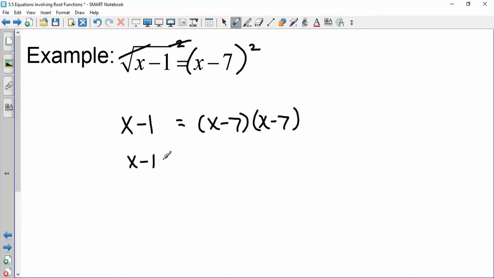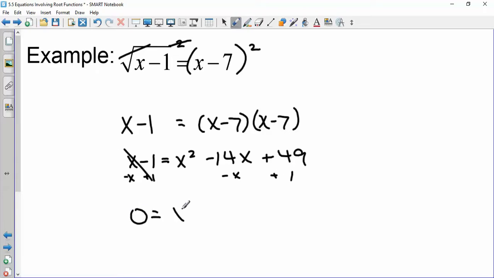So we get x minus 1 equals x squared minus 7x and minus 7x, so minus 14x, plus 49. So this is a quadratic. What do we have to do? Add like terms. So we want to set it equal to 0, so I'll subtract over my x and add my 1. So we get 0 equals x squared minus 15x plus 50.